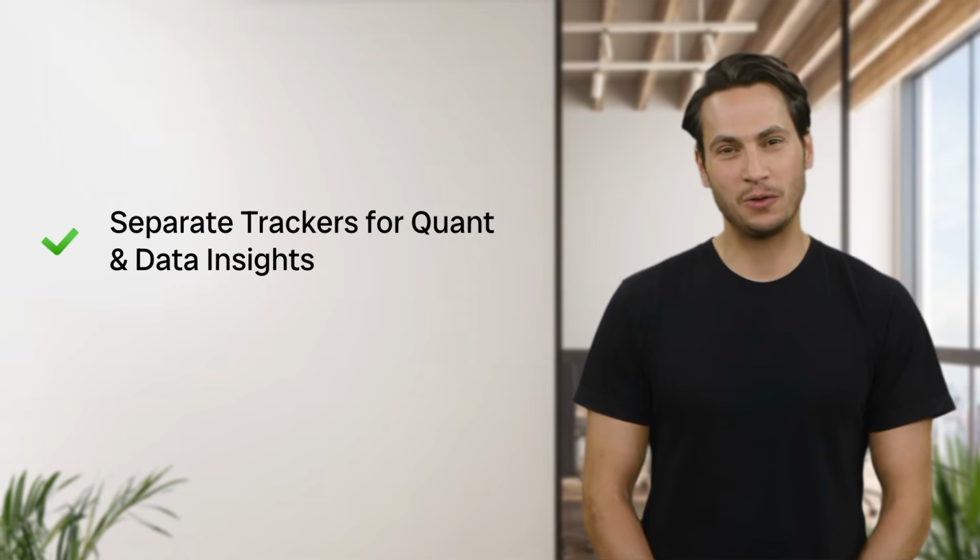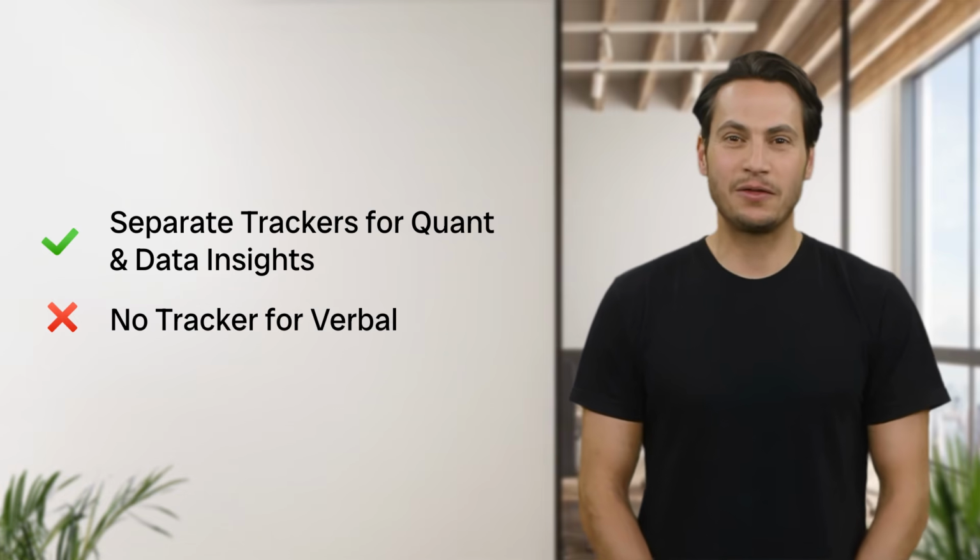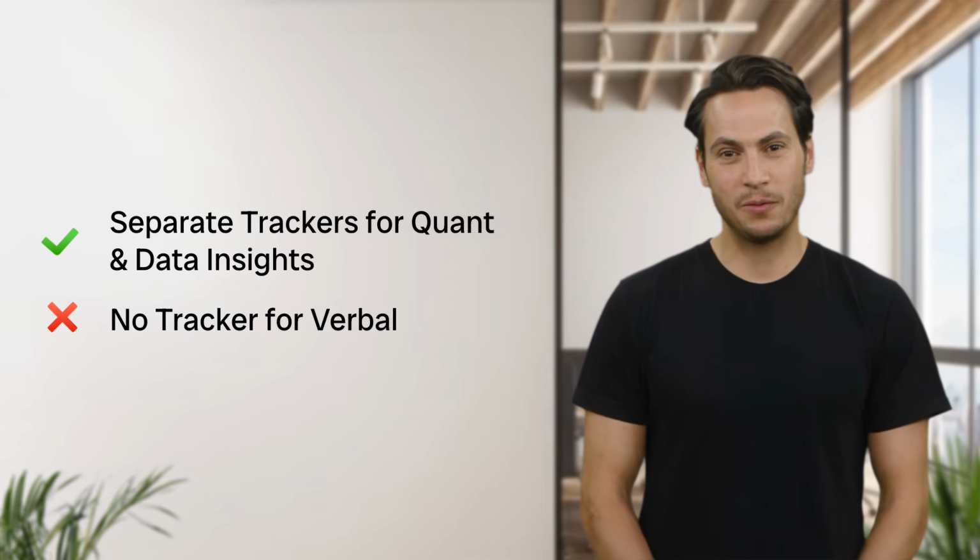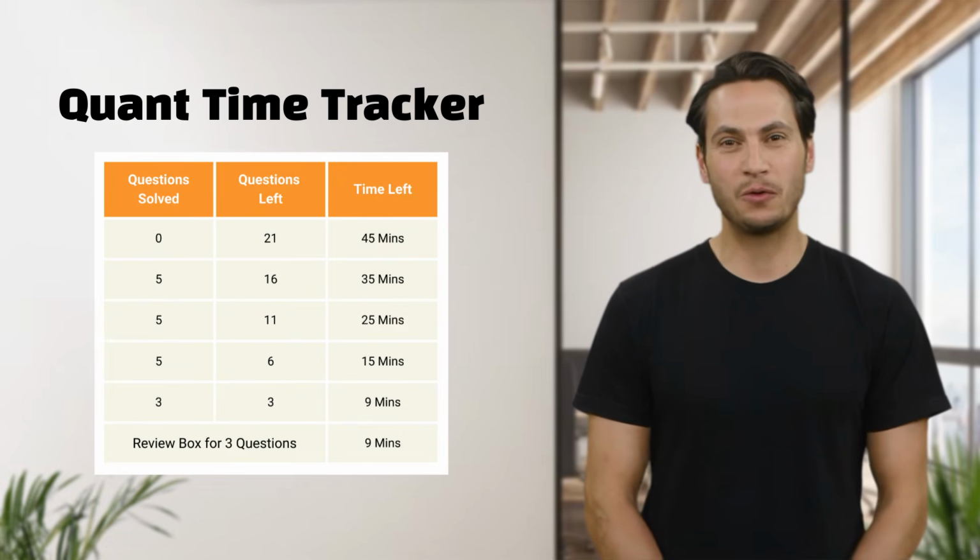2 quick disclaimers before we proceed. There are separate time tracker grids for Quant and Data Insights. There is no time tracker grid for verbal, and I'll explain why when we get to that part. Let's start with the Quant Time Tracker.